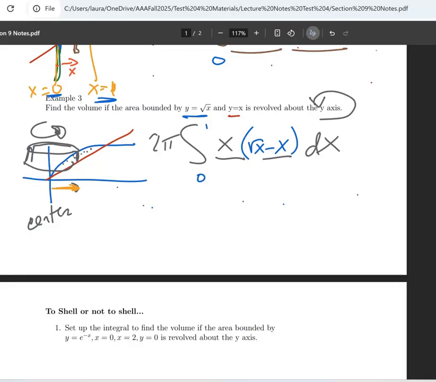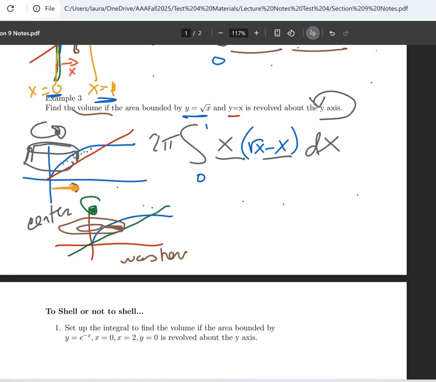So let's just, since it didn't say, this would be totally legit to draw the rectangles another way. So let me just draw the graphs again. So I'd have root x and y equal x. And so still spinning, I'm not changing the axis. But if I want to draw the rectangles perpendicular to the axis of rotation, I can see that this is going to be a washer. So washers and discs, that's rectangles perpendicular to the axis of rotation.